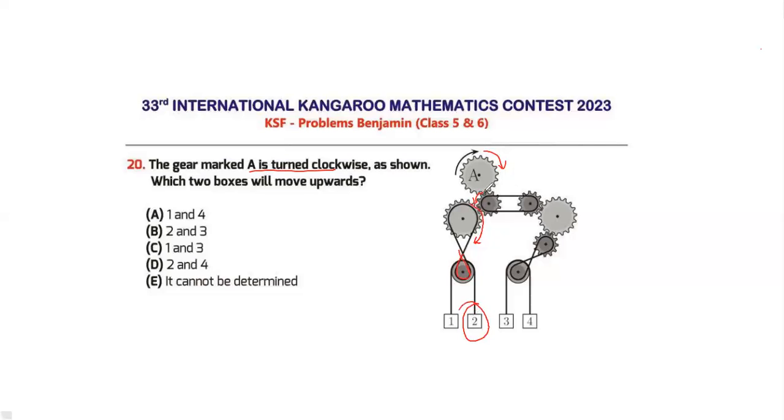Similarly, if this is moving here, this will also move here. And if this is moving here, it moves upward, and it'll pull this one. So I'll get 2 and 3. So my answer here will be option B.